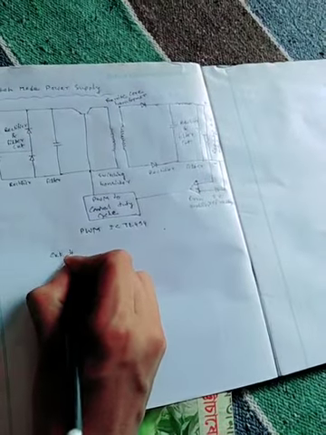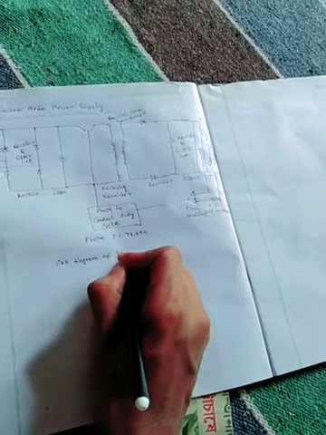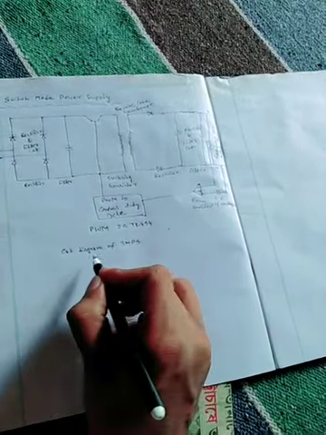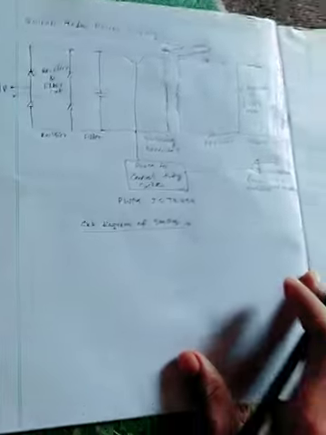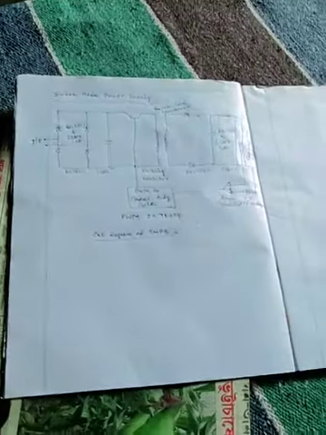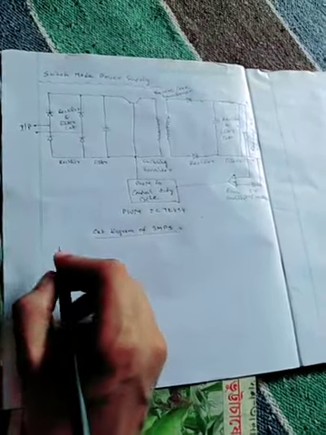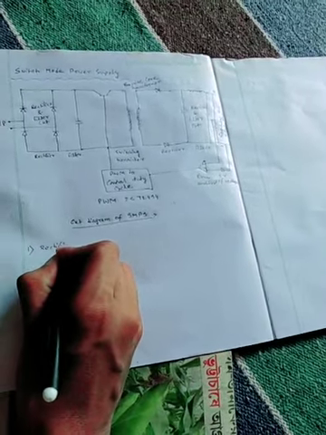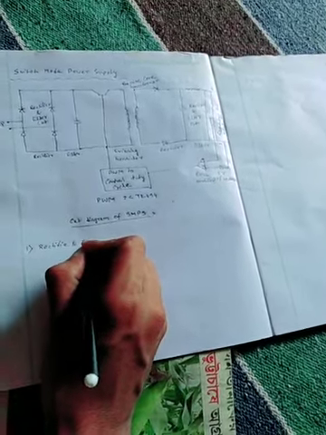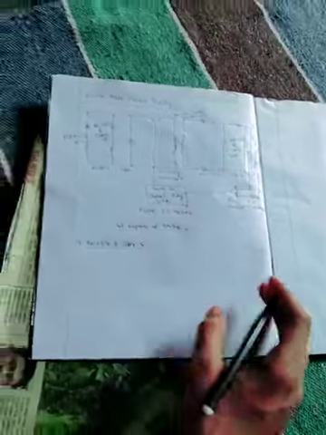So this is the circuit diagram of SMPS. Now the description of all the parts. The first part is the rectifier and filter on the primary side.